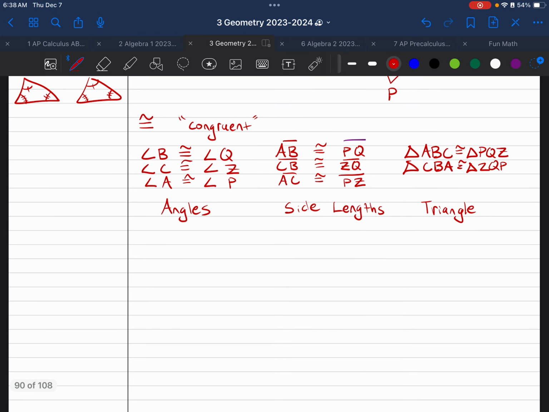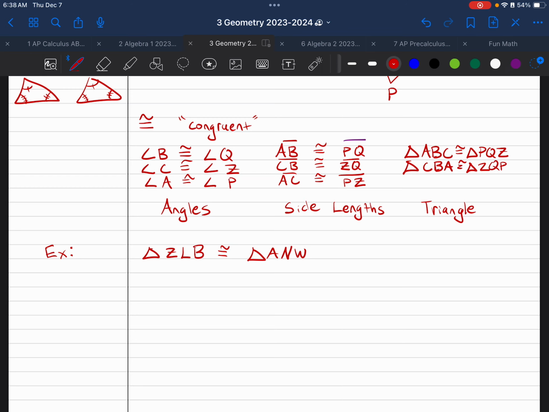Let me give you one quick example. The cool thing about congruency statements is that it doesn't even matter if you have a diagram. So for example, if I just make up some letters, triangle ZLB, I don't like O's because they look like zeros. Triangle ZLB is congruent to triangle, making up some letters, ANW.